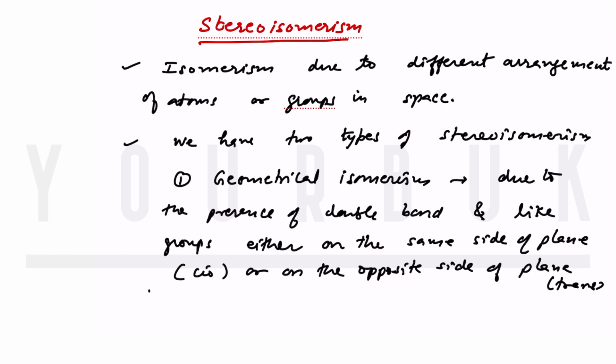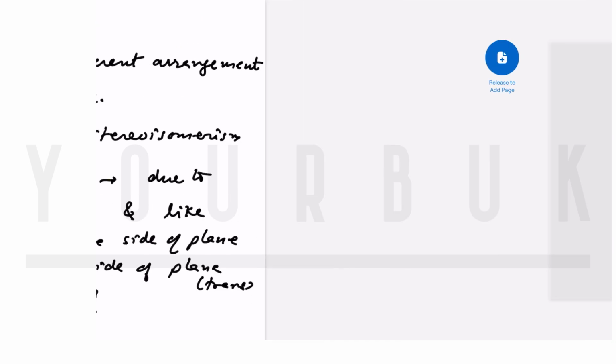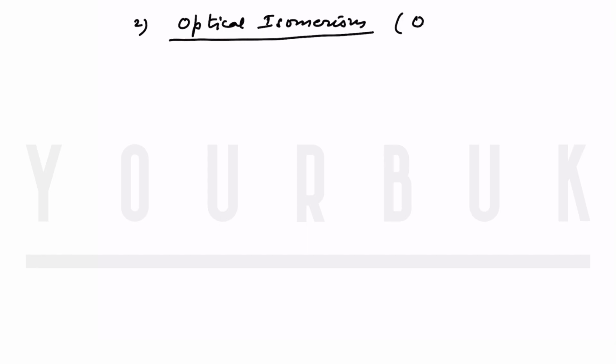For example, this is called a cis isomer and this one is called a trans isomer. This is geometrical isomerism. Now, the second type is optical isomerism, which is in your syllabus in class 12th. I'm using this as an abbreviation for optical isomerism.